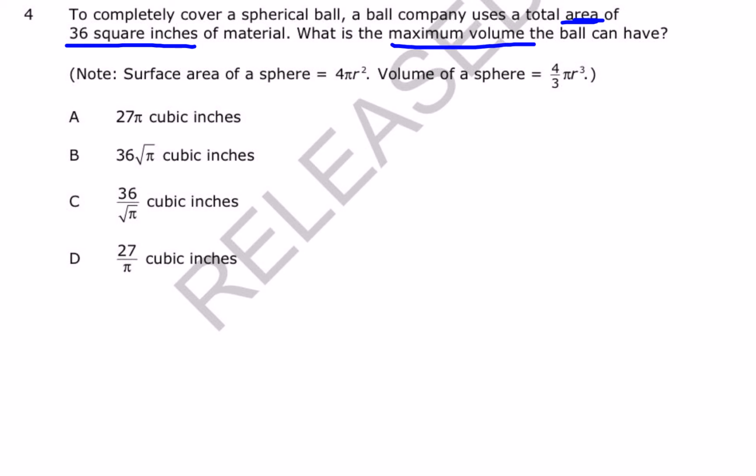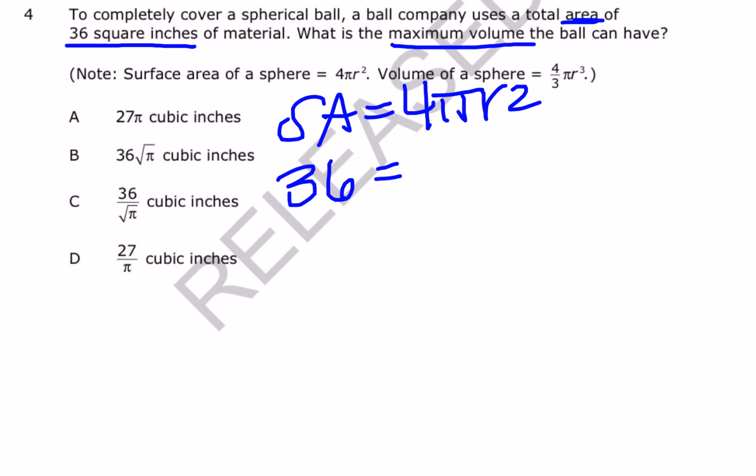So remember that on the Math 3 exam, it does not give you a formula sheet. However, on some of the problems, it will have a formula embedded into the problem for you to use. So since I'm looking at area is 36, that means I need to start with the area formula first. So I know that the area formula, or surface area, is 4 pi r squared. I know the surface area is 36. And I need to solve for the variable.